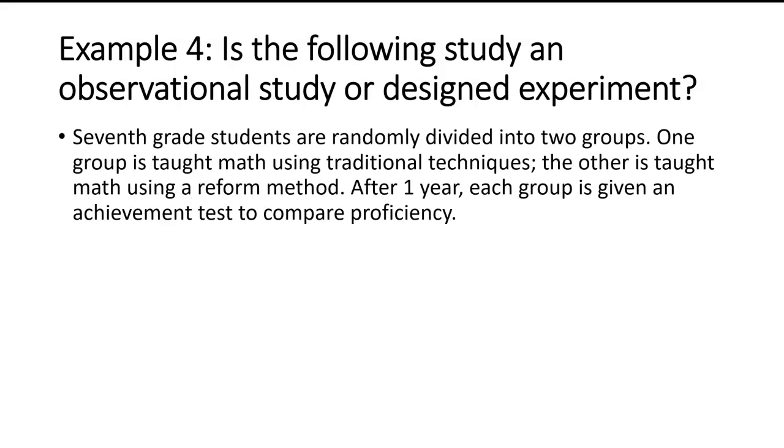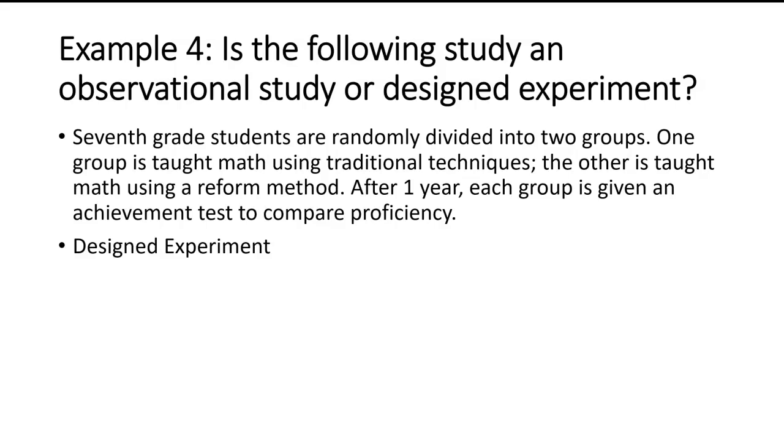And then the last example, 7th grade students are randomly divided into 2 groups. Divided into groups, hint, hint. One group is taught math using traditional techniques. The other is taught math using a reform method. After 1 year, each group is given an achievement test to compare proficiency. Is this an observational study or a designed experiment?